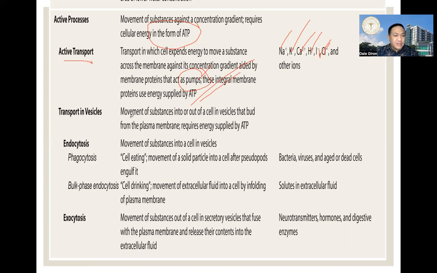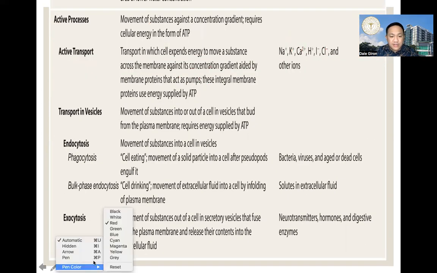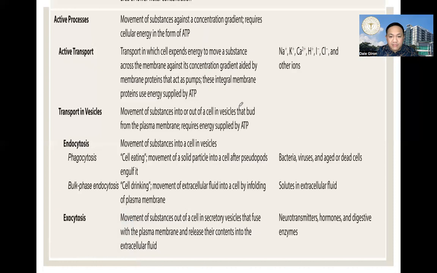Okay. Another active process is transport in vesicles. This is the movement of substances in and out of the cells, but this time in vesicles. Okay, this is our transport in vesicles. They require energy as well, which is supplied by ATP. Now, what are the other active processes? Well, your endocytosis, which transports in vesicles, and exocytosis. Now let's define one by one.